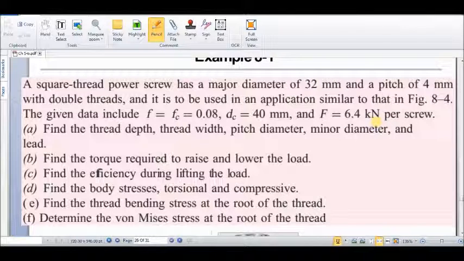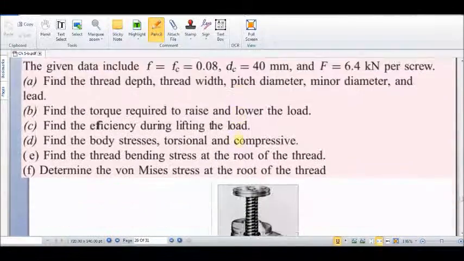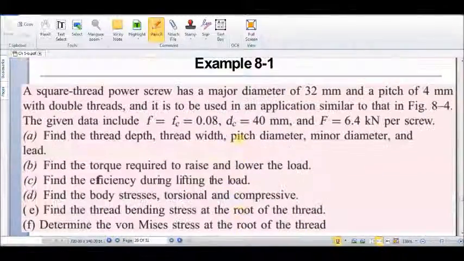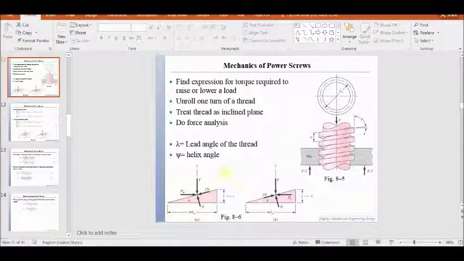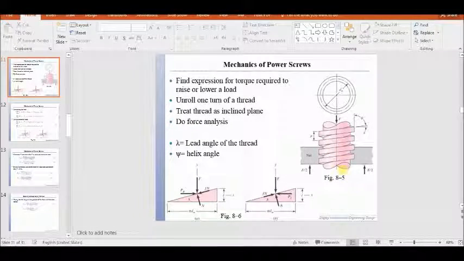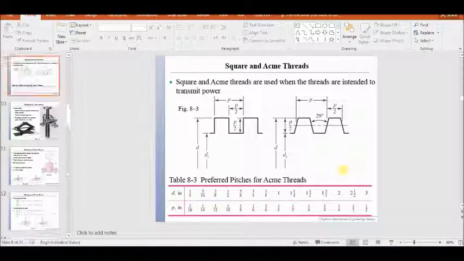First, at part A, we need to find some geometrical parameters of the thread, including thread depth, thread width, pitch diameter, minor diameter, and lead. So let me refer to our lecture note on the geometry of the square power screw.